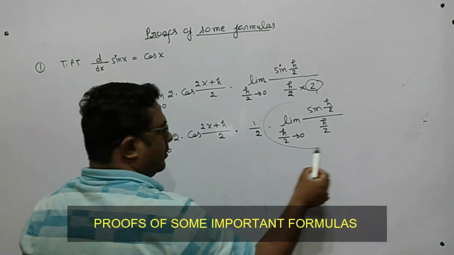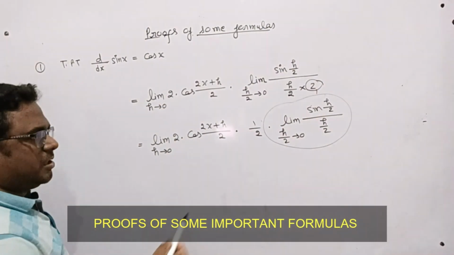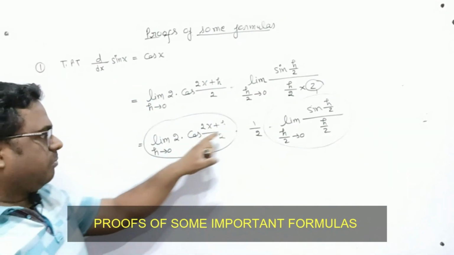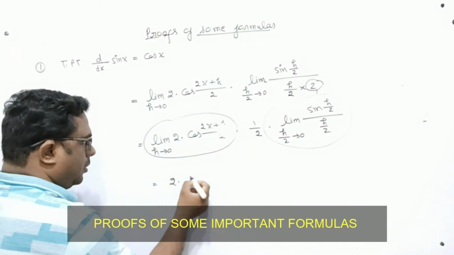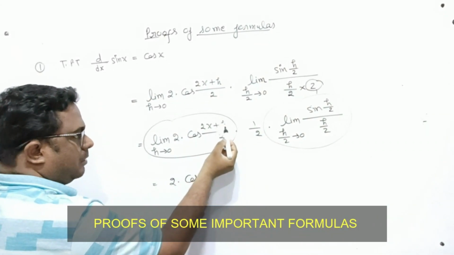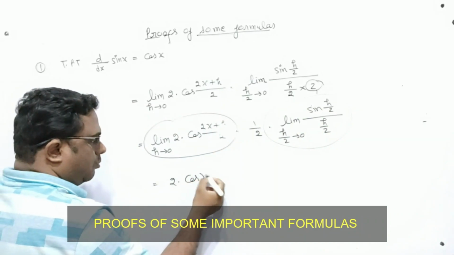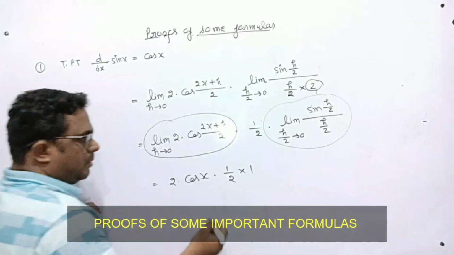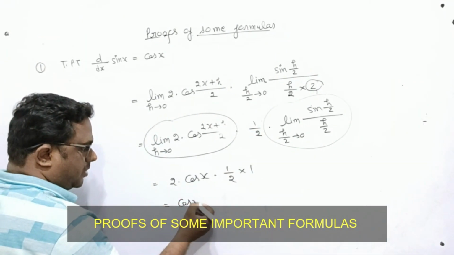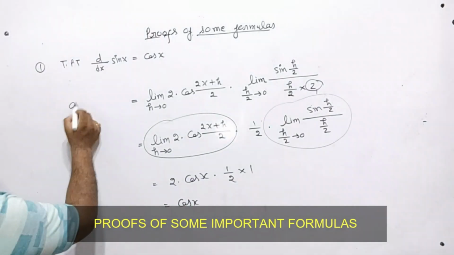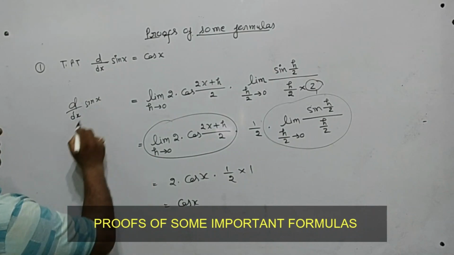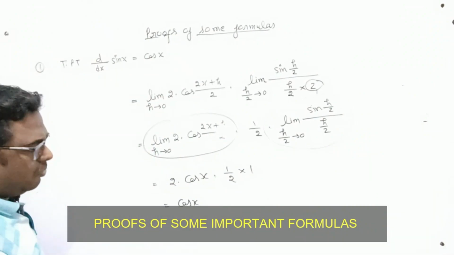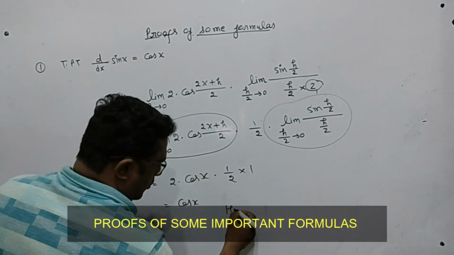Now this has become exactly the theorem of limit. Its value will be 1, and in this portion you put 0 in place of h. So 2 into cos, if you put 0 here, then 2x upon 2, the 2 and 2 cut, so 2 cos x is left here, then 1 by 2, and then 1. By this, 2 is cut, so cos x. So you can see that the derivative of sin x has become cos x, and this is the formula which we had to prove. So hence proved.